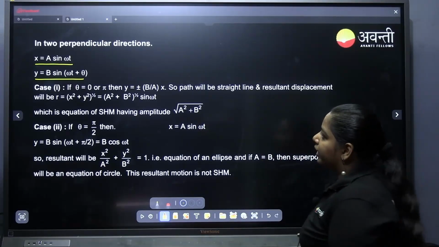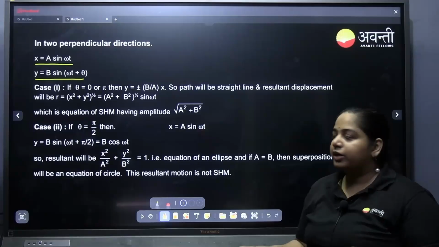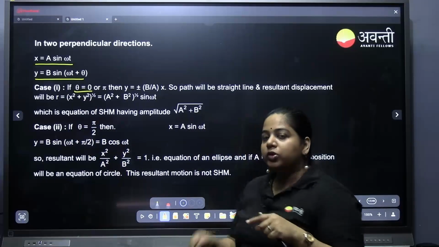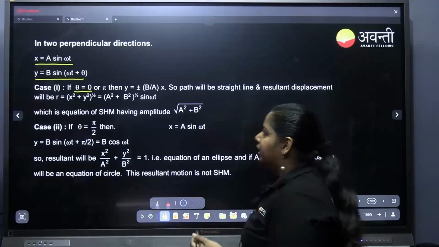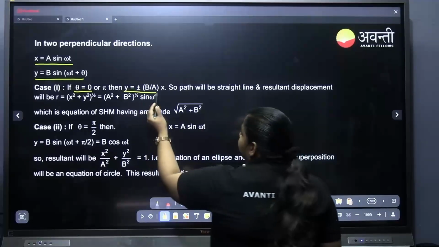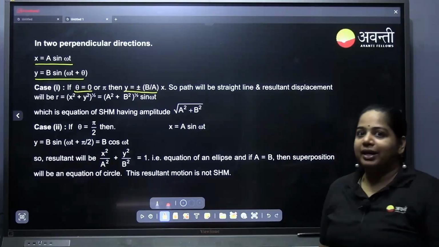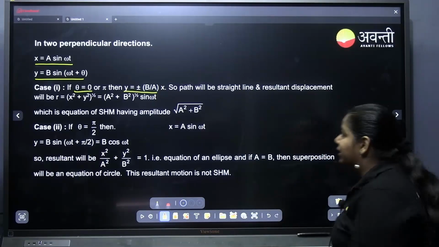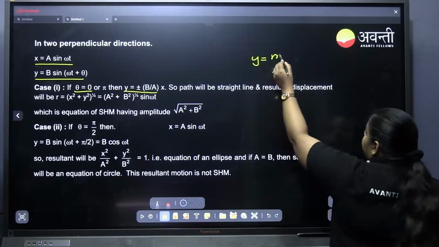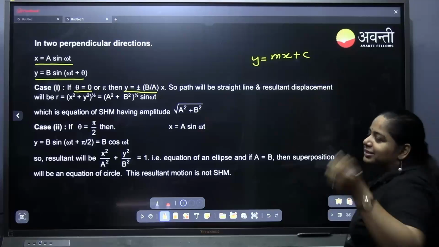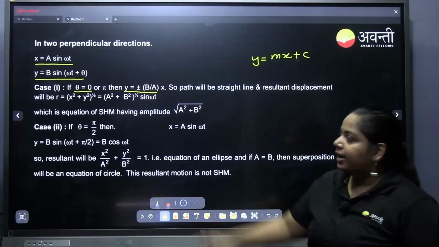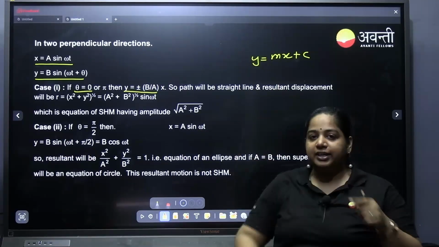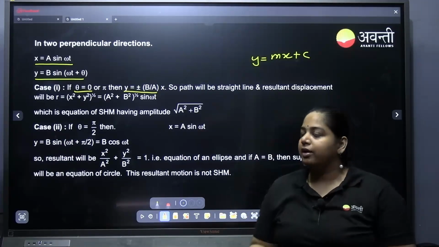In this also we are not going into the derivation. If theta equal to 0, both of them starting from mean position, then y equal to plus or minus b by a times x. It will be a straight line graph because a straight line graph is y equal to mx plus c, just that c is equal to 0. If theta equal to 0, then it will be a straight line motion for the object.